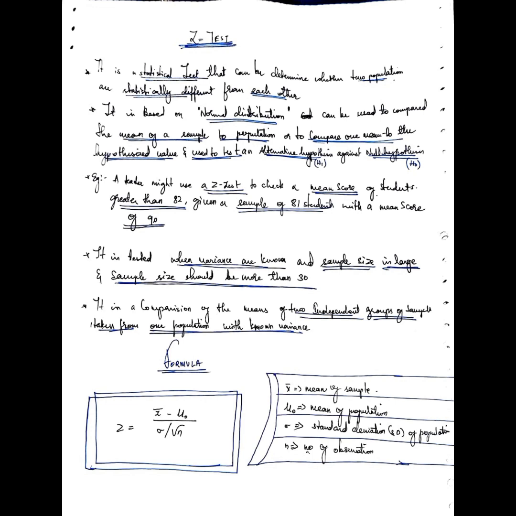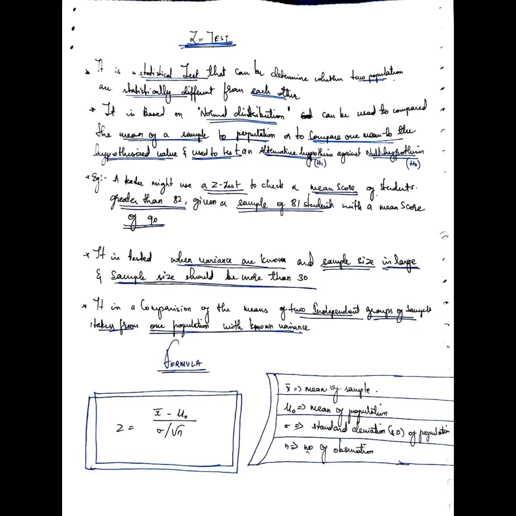So it is a comparison of means of two independent groups of samples. Here it is a comparison of two independent groups of samples taken from one population with the known variance. The variance should also be known.